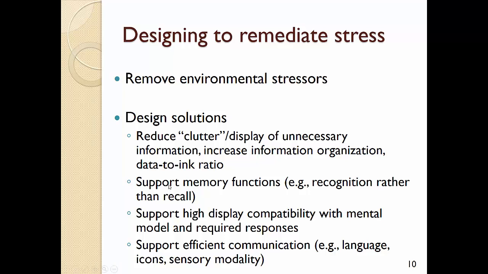So you want to especially support external memory sorts of solutions, like the recognition rather than recall principle, and then we also talked about that in the memory lesson. The proximity compatibility principle from displays, that same idea can be applied to the stressful situation here, or to designing to support this. If you say we've got a mental model, what do we need to do in this space? Try to make the display components compatible with a healthy mental model.